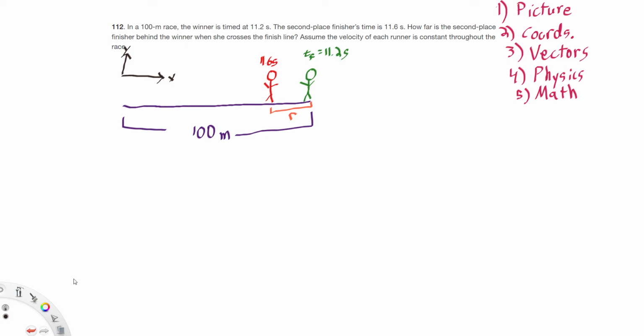Third, there's no vectors since everything is one-dimensional in this problem, so we don't actually have to break out any vectors, which is nice. And then fourth, physics. The problem says to assume that the velocity of each runner is constant throughout the race. So to me, that indicates that if we can, we would like to find out what that velocity is.